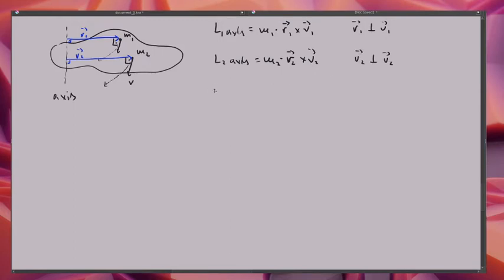And then let's just do some random i. So let's say there's some arbitrary mass mi, it would have radius ri cross vi.